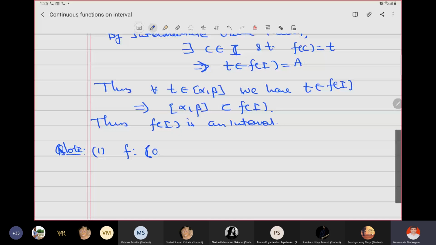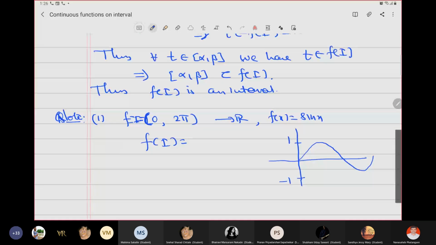Just observe the graph of the sine function and tell me. Do you see the figure? So now you tell me what is the range of this function. My domain is the open interval 0 to 2 pi, and the range is the closed interval minus 1 to 1, because it attains everything between minus 1 and 1. So the domain is an open interval, but the range is a closed interval, right?